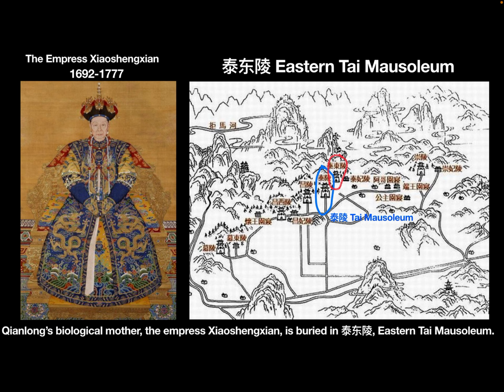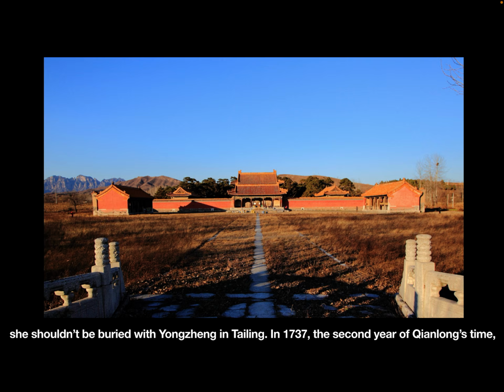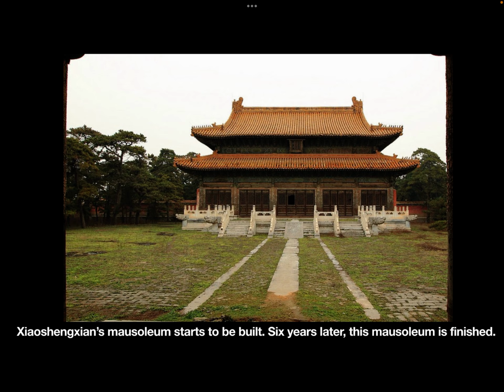Qianlong's biological mother, the Empress Xiao Shengxian, is buried in Tai Dongling, Eastern Tai Mausoleum. Xiao Shengxian passes away 42 years after Yongzheng's death. According to the rules, she shouldn't be buried with Yongzheng in Tailing. In 1737, the 2nd year of Qianlong's time, Xiao Shengxian's mausoleum starts to be built. 6 years later, this tomb is finished.